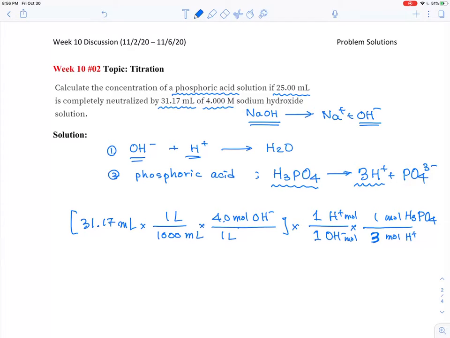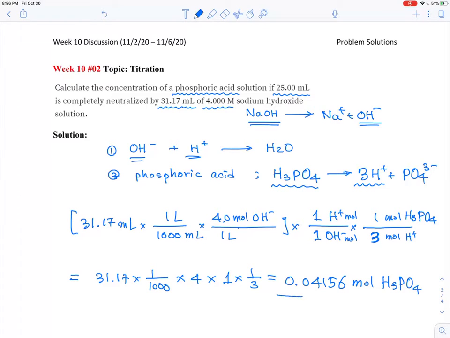Therefore, if you multiply this out, it's 3117 times 1 over 1000, times 4, times 1 over 3. That leads me to calculate 0.04156 mole of H3PO4. That's the number of moles of phosphoric acid at the titration point.